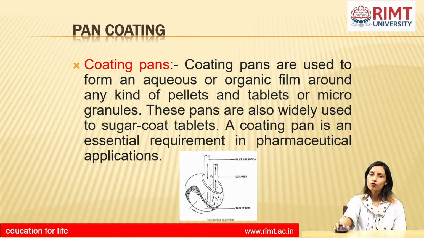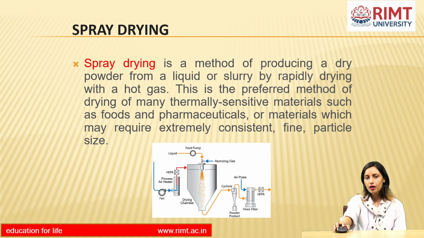First, pan coating is a very important and interesting topic. Coating pans are used to form an aqueous or organic film around any kind of pellets, tablets or microgranules. These pans are also widely used to sugar coat tablets. A coating pan is an essential requirement in pharmaceutical applications, as shown in the diagram. Next is spray drying. It is a method of producing a dry powder from a liquid or slurry by rapidly drying with a hot gas. This is the preferred method of drying of many thermally sensitive materials such as food and pharmaceutical materials, which may require extremely consistent fine particle size.